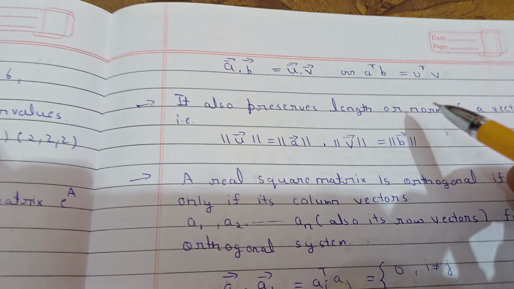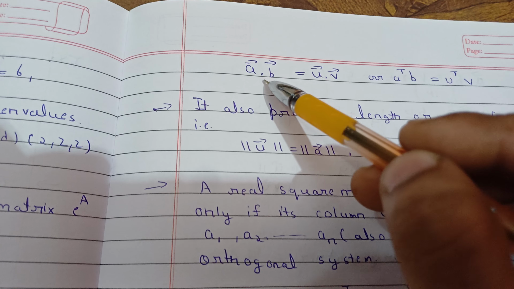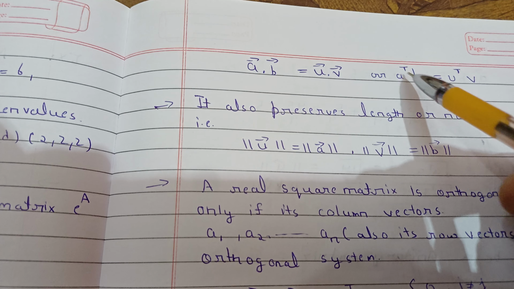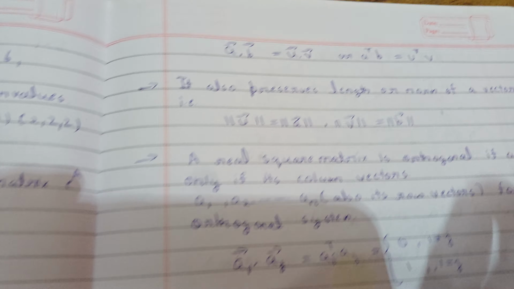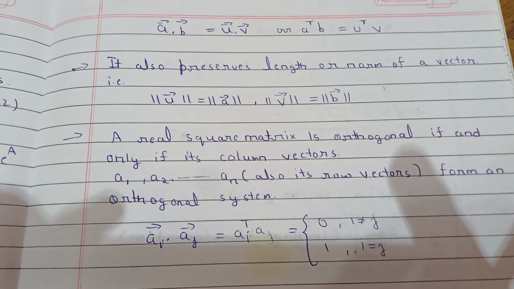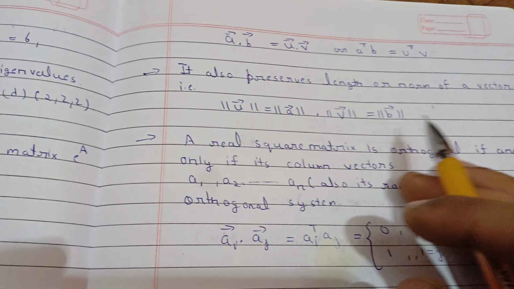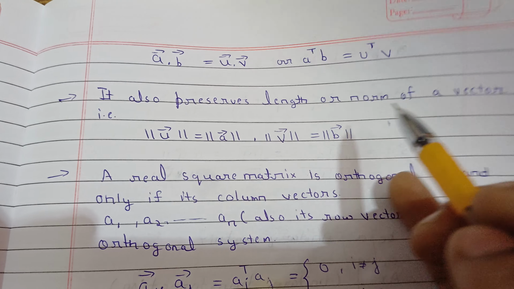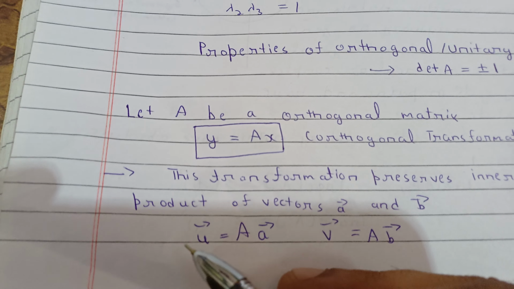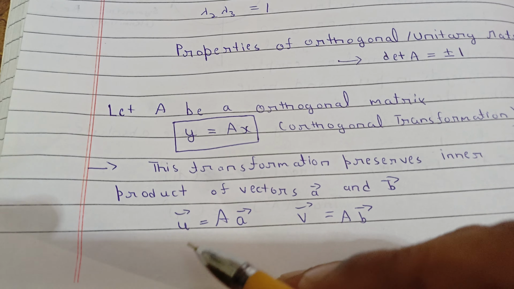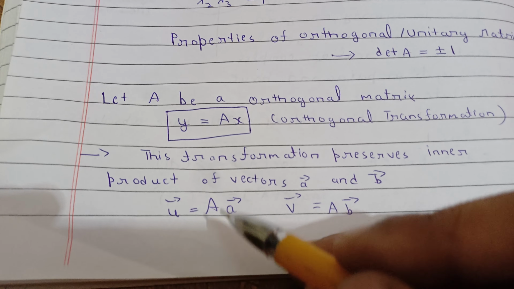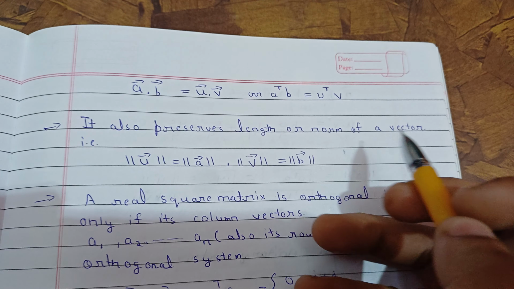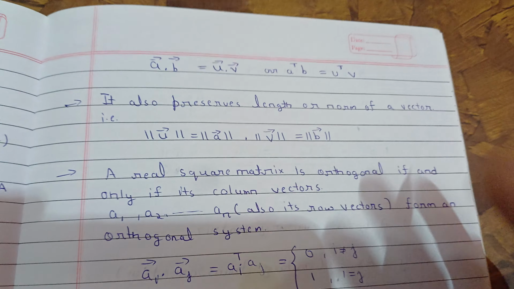Okay, and you know how to find this inner product. It is the transpose of the first times the second. A transpose B equal to U transpose V. Okay, so these are easy. So just remember that orthogonal transformation preserves the inner product. It also preserves the length or norm of the vector. So if this transformation gives U, then the norm of U will always be equal to the norm of A. So it preserves the norm and length of the vector. Okay, I hope it is clear to you.